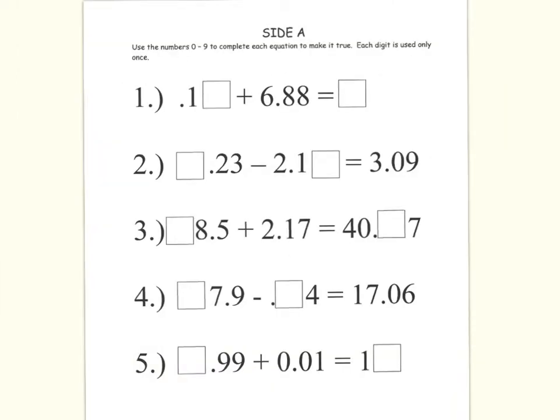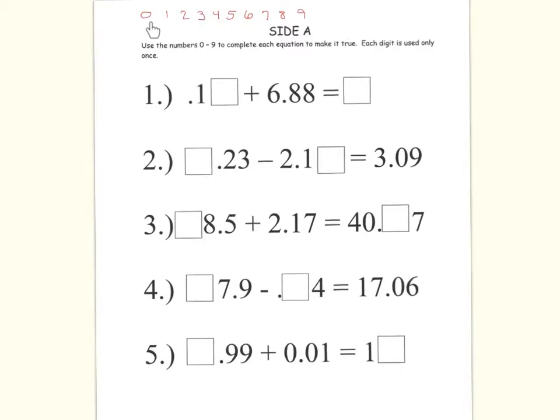Now at this time, I would like for you to turn to this page in your notes. You're going to use the numbers 0 through 9 to complete each equation to make it true. Each digit is used only once. So I want you to write the numbers 0 through 9 at the top of your paper, and there are 10 numbers up here, and there are 10 blanks. So you're only going to use these numbers one time. Once you use it, I want you to cross it off.